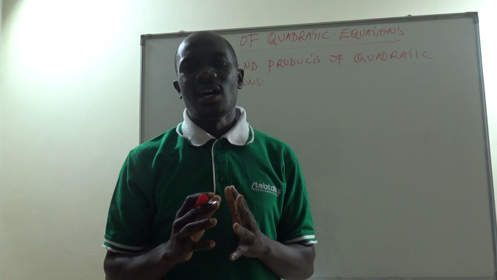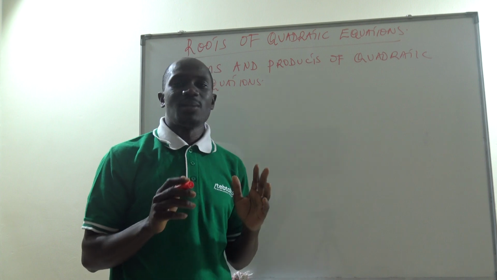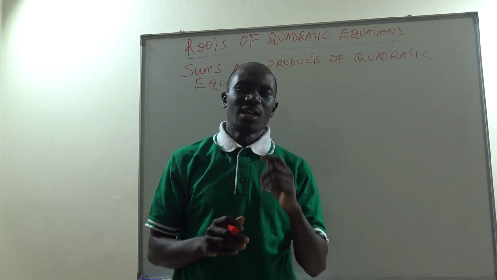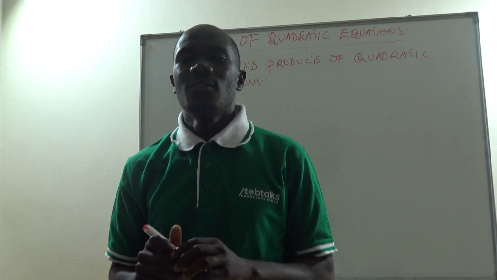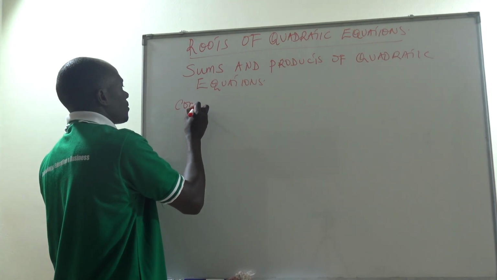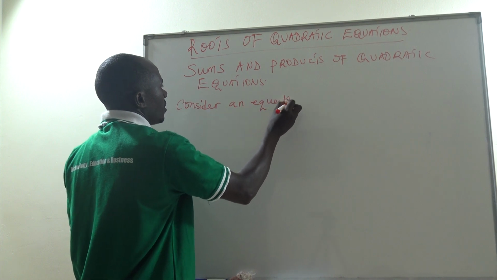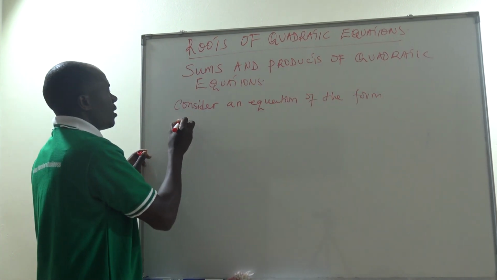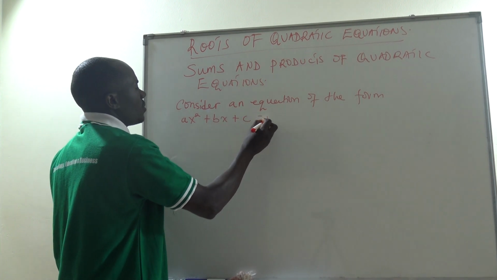So we are going to first consider our quadratic equation, which is in the form of ax squared plus bx plus c equals 0. Because we say that with quadratic equations, these are equations with the highest power of 2. And again, we say that the power must be positive and not negative. So consider an equation of the form ax squared plus bx plus c equals 0.